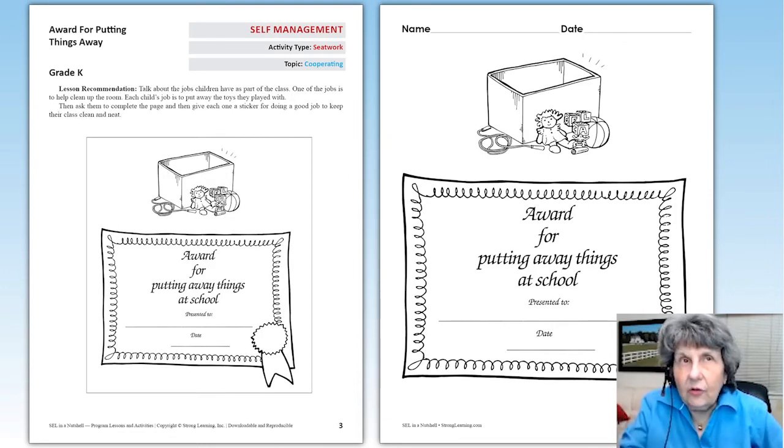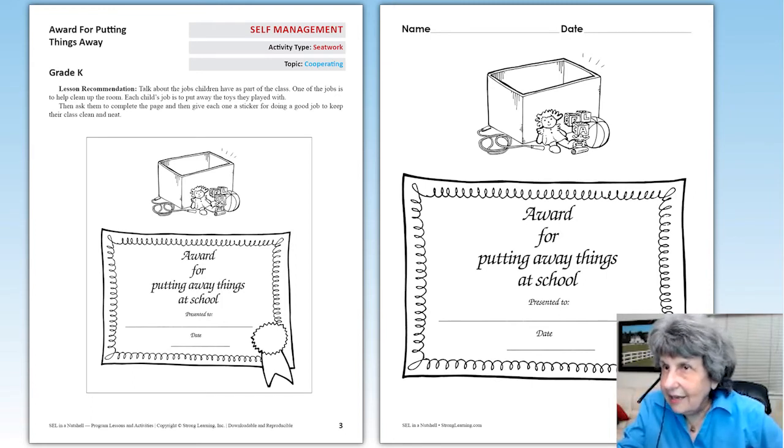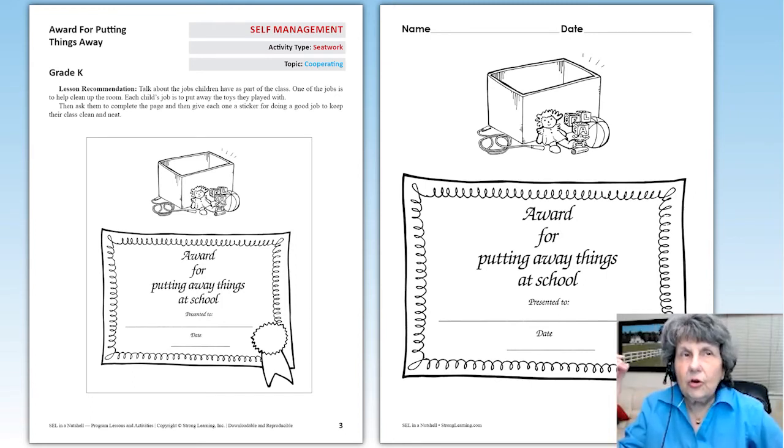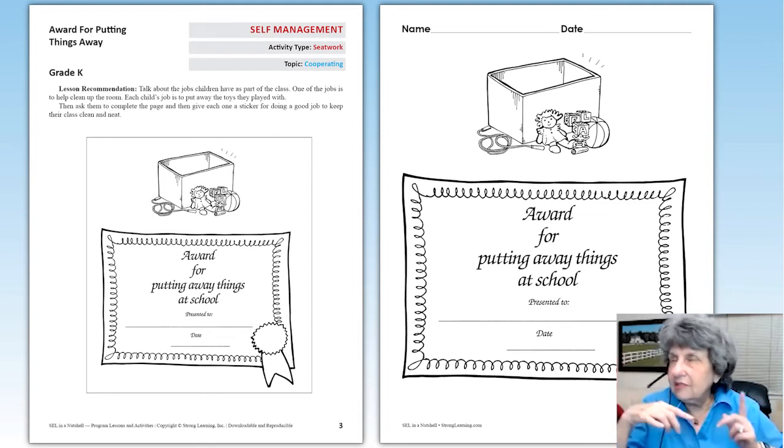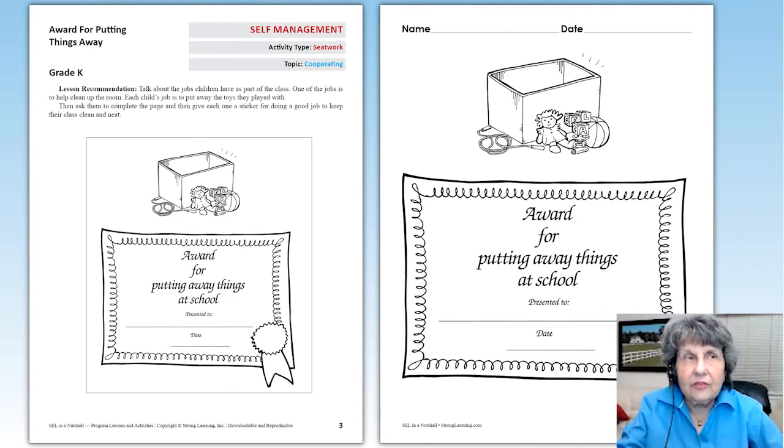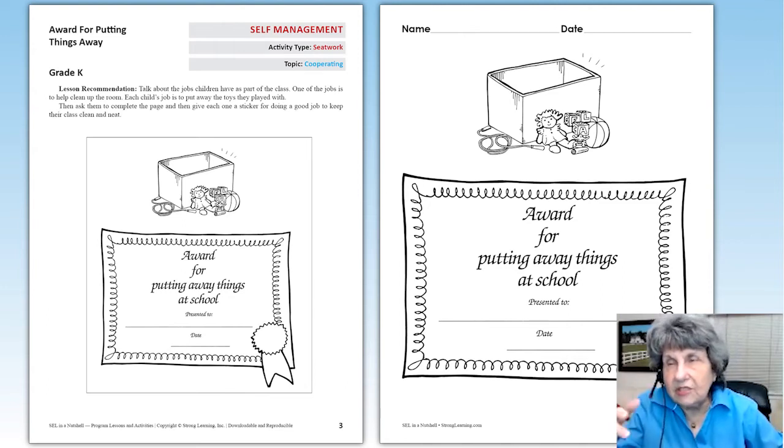This is grade K also, self-management. That's the second competency. Talk about the jobs children have as part of the class. Weave all this into your classroom. One of the jobs is to help clean up the room. Each child's job is to put away the toys they played with.